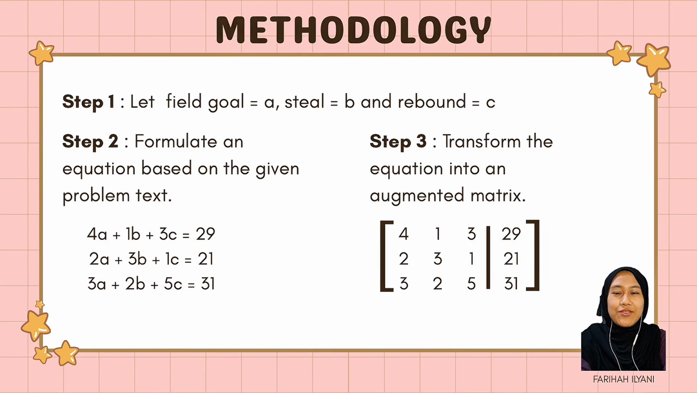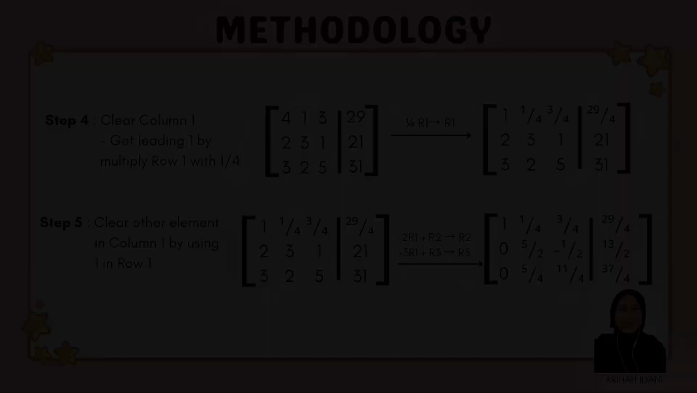This gives us 3 equations: 4a + b + 3c = 29, 2a + 3b + c = 21, 3a + 2b + 5c = 31. Next, for step 3, we transform this linear system into an augmented matrix so we can easily perform row operations.